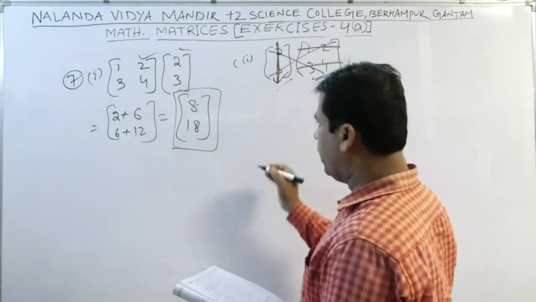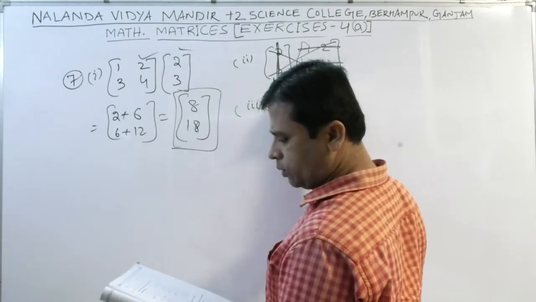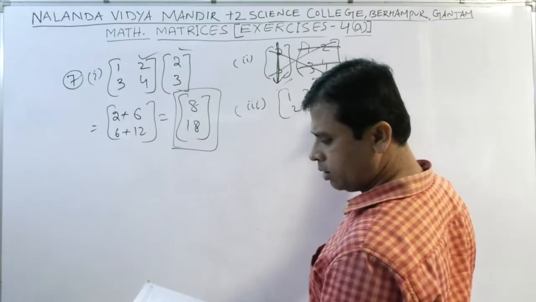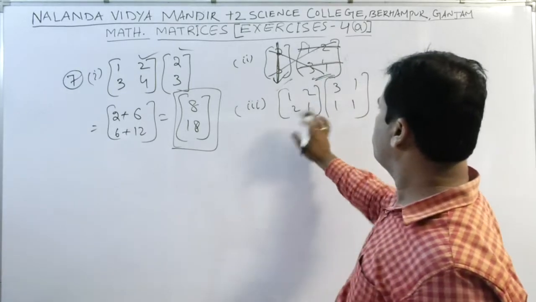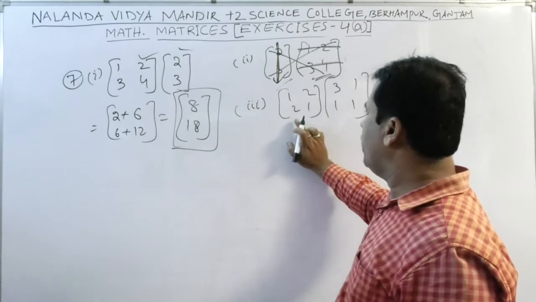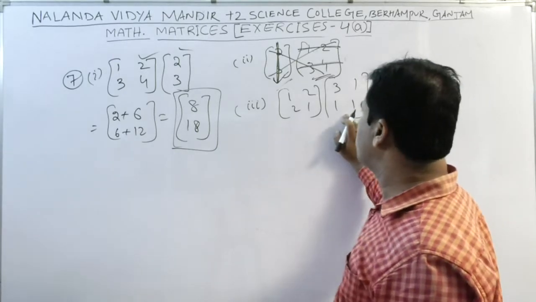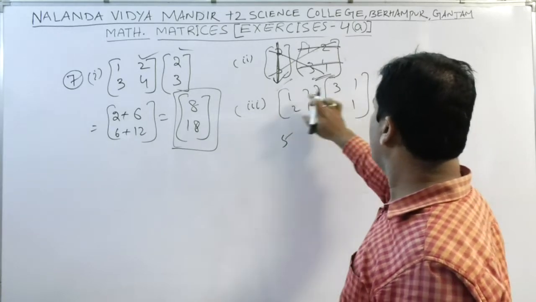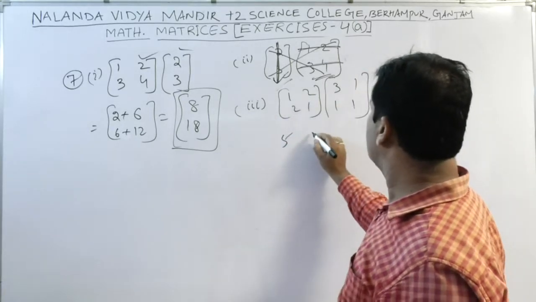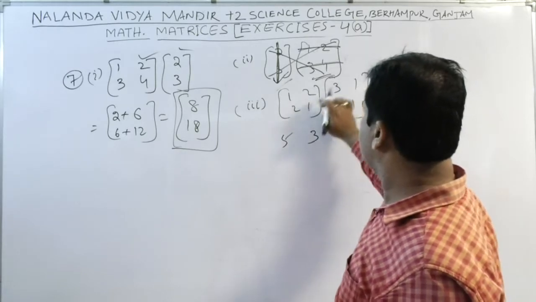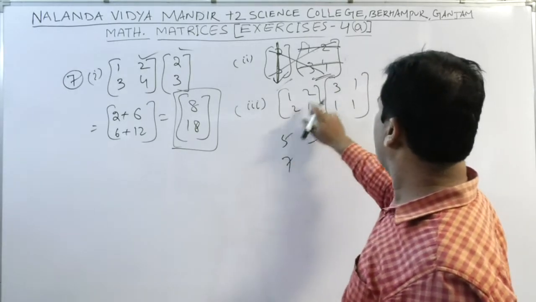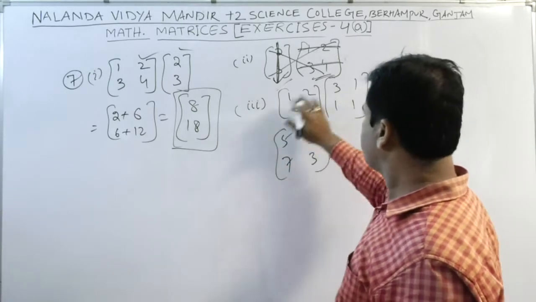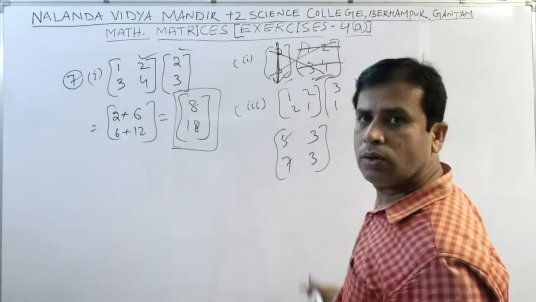Similarly, you can find the product of the third question, 1, 2, 2, 1, with 3, 1, 1, 1. We can multiply this matrix with this matrix. First row, first column, 3 plus 2, 5. First row, second column, 1 into 1, 1 plus 2, 3. Second row, first column, 2 into 3, 6 plus 1, 7. Second row, second column, 2 into 1, 2 plus 1, it is 3. This is our product of these two matrices.